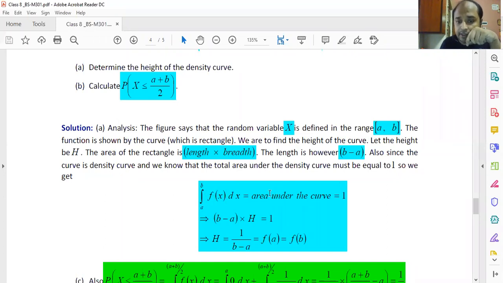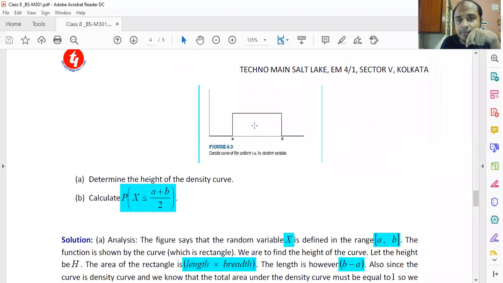And we are substituting: the total area, it's a rectangle, so the area will be (b minus a) into h. So this integration is nothing but equivalent to (b minus a) into h. And therefore, from there, I'm calculating h to be 1 by (b minus a). So this probability function has the form 1 by (b minus a). So what have I written?